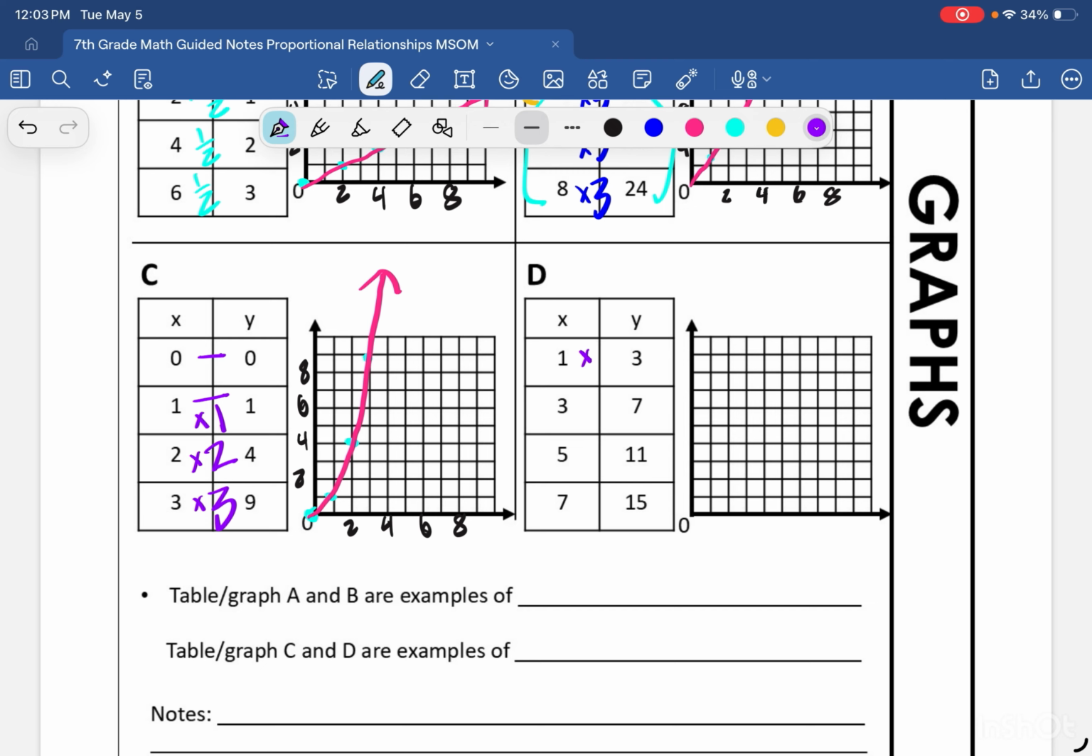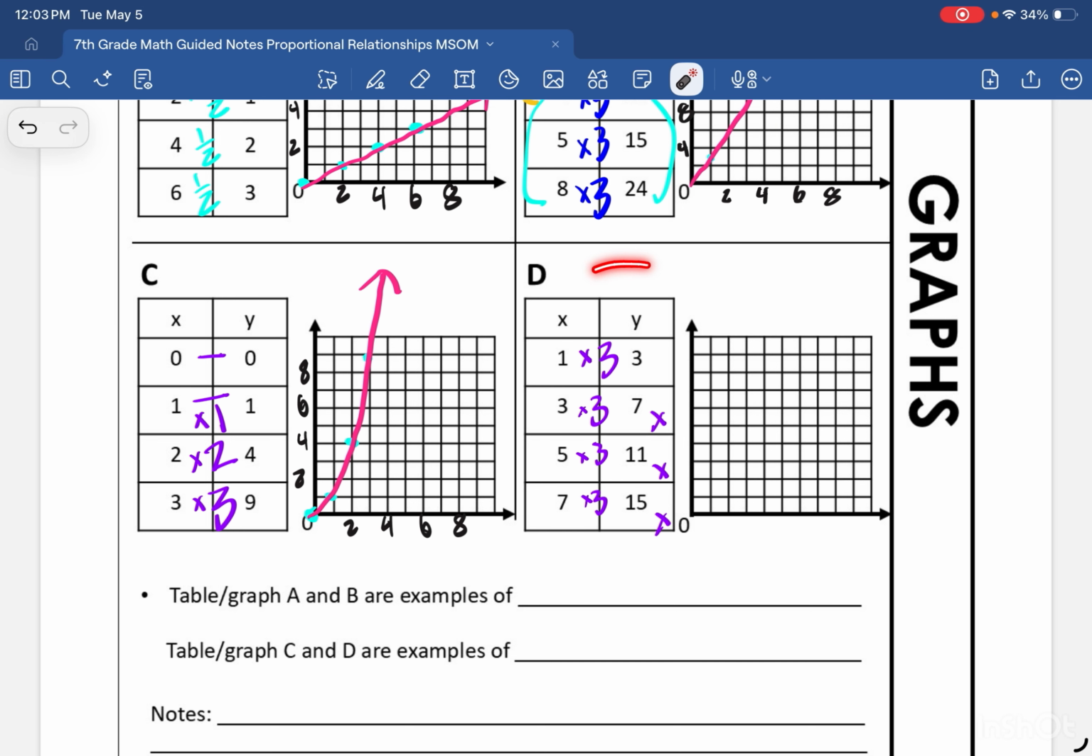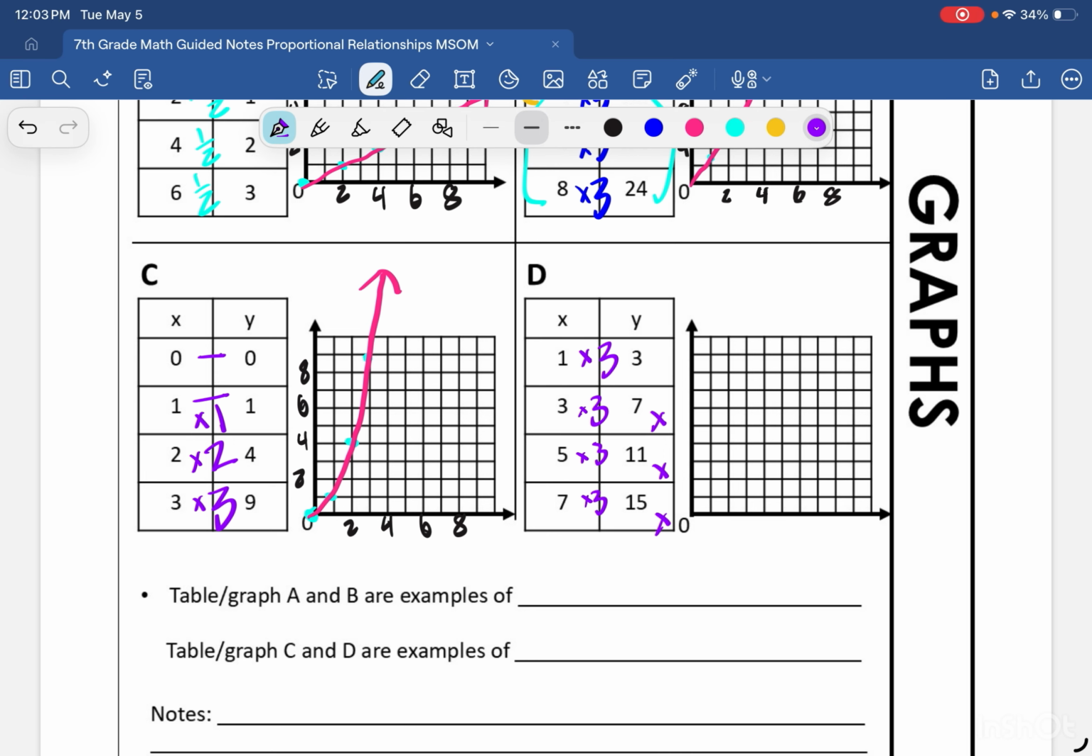1 times 3 is 3. 3 times 3 is not 7. 5 times 3 is not 11. And 7 times 3 is not 15. So this is not a proportional relationship, but let's still take a second and graph it.